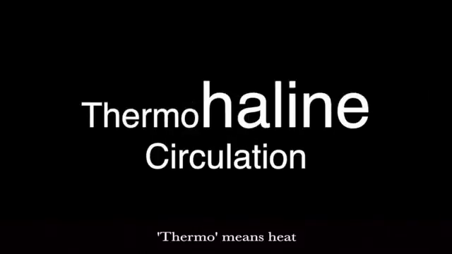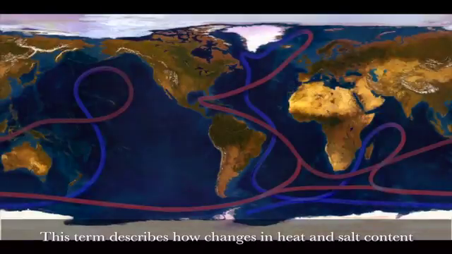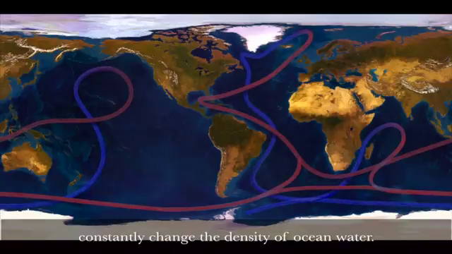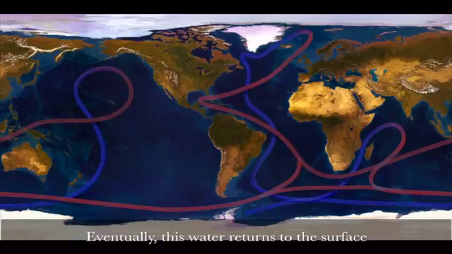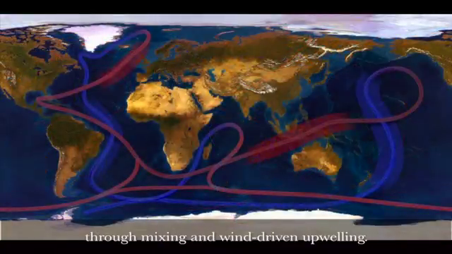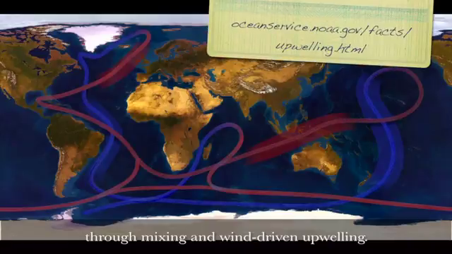It's called thermohaline circulation. Thermo means heat, and haline refers to salinity. This term describes how changes in heat and salt content constantly change the density of ocean water. Cold, salty water is dense and sinks to the bottom of the ocean, and eventually this water returns to the surface through mixing and wind-driven upwelling.